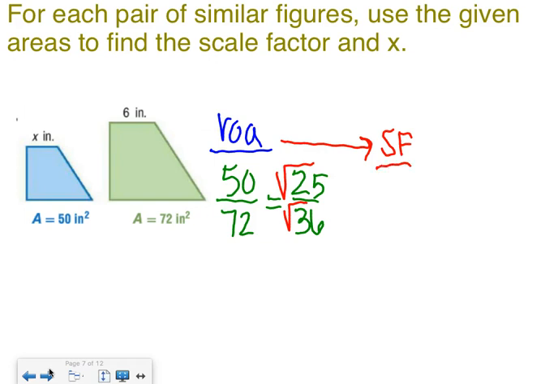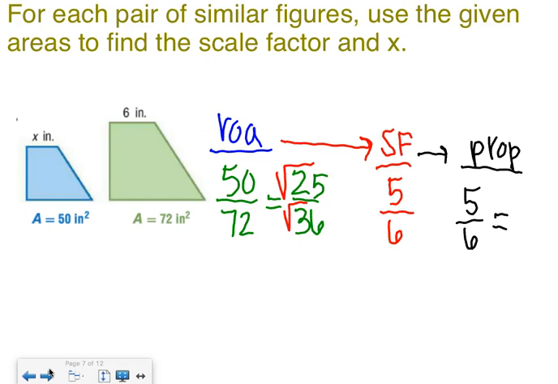5 over 6. But how do you know the first one's 5? What's the square root of 25? Yeah, but where'd you get the 25 from? I reduced these by 2, so I could get nice numbers when I took the square root. And now you can write your proportion to find x. So we'll have 5 over 6 equals, okay, does this 6 go on the top or bottom? Because it's with the big one.